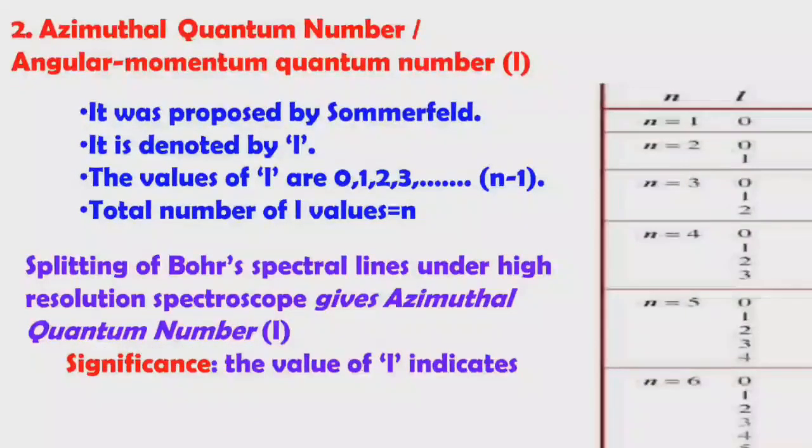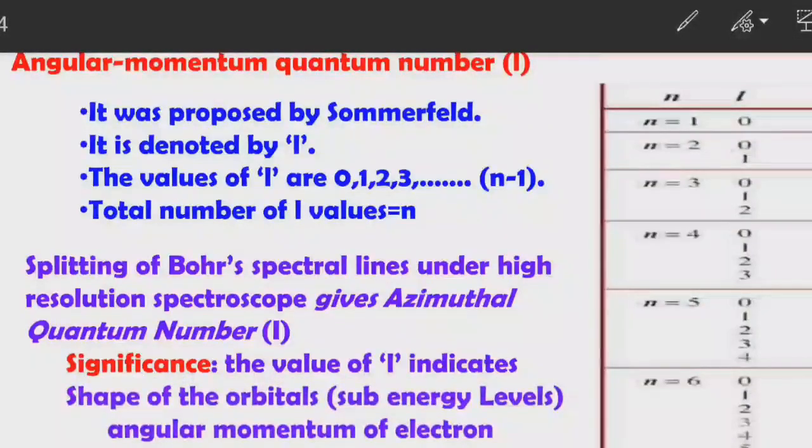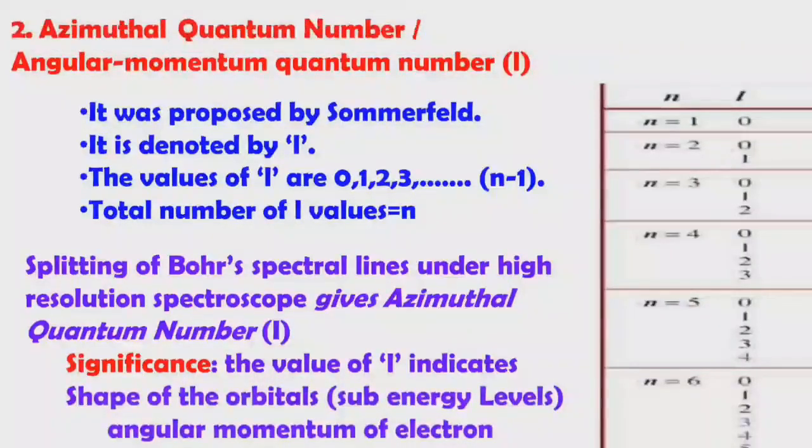Significance. The value of l indicates the shape of the orbital, whether it is s orbital, p orbital, d orbital or f orbital. It also indicates angular momentum of the electron. If it is s orbital, it is spherical in shape. If it is p orbital, it is dumbbell in shape. If it is d orbital, it is double dumbbell in shape. If it is f orbital, it is 4-ball dumbbell. Already you know.